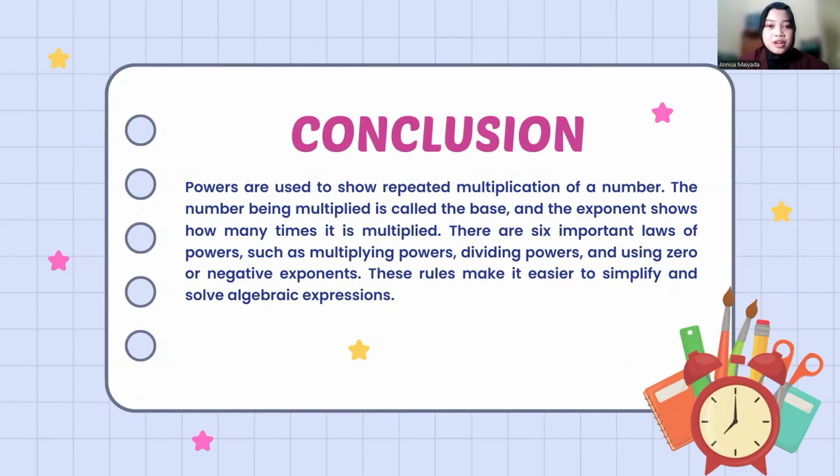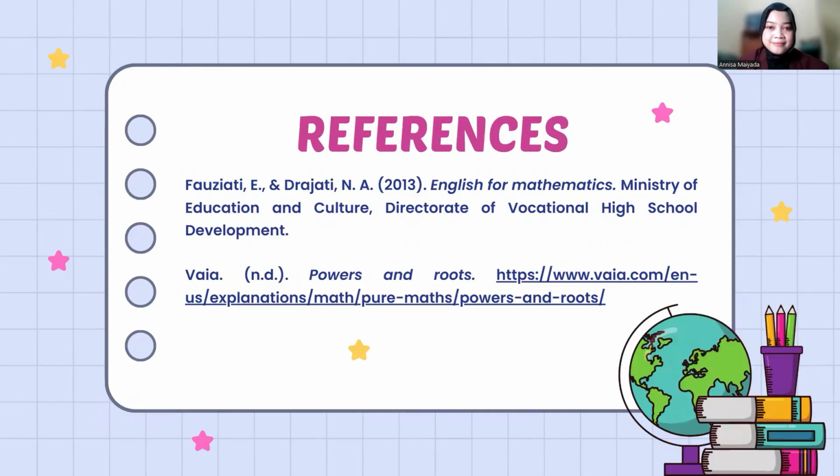Conclusion. Powers are used to show repeated multiplication of a number. The number being multiplied is called the base, and the exponent shows how many times it is multiplied. There are 6 important laws of powers, such as multiplying powers, dividing powers, and using zero or negative exponents. These rules make it easier to simplify and solve algebraic expressions. And this is the reference I use.